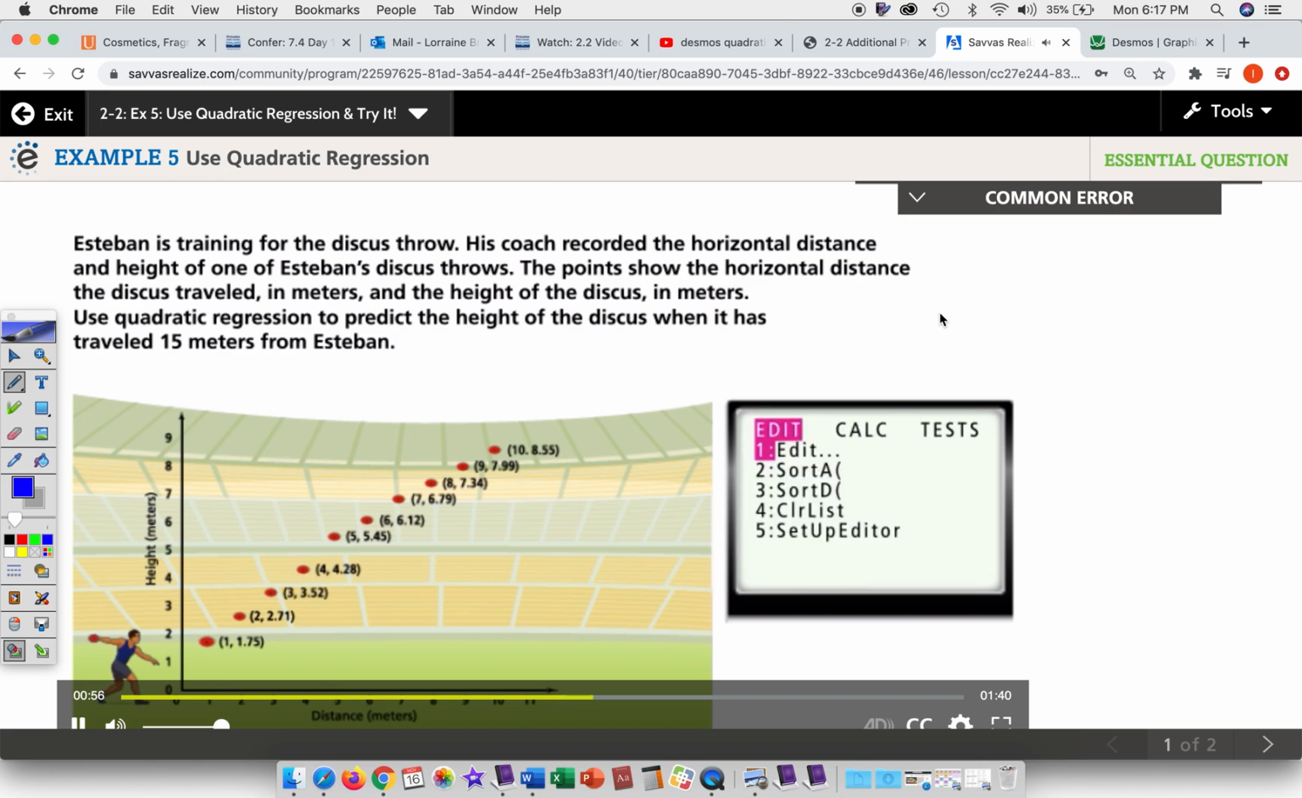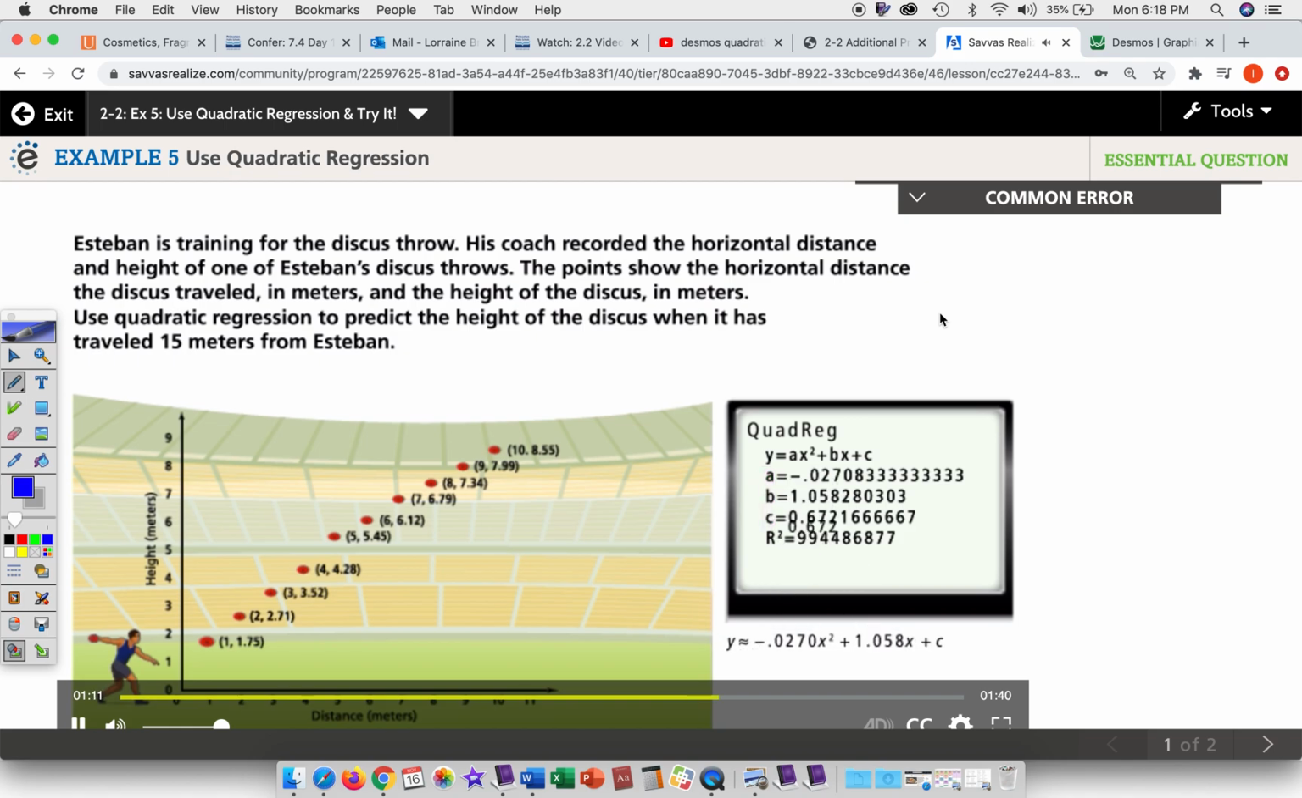Then find the regression features in the calculator's menu. Since a quadratic model is needed, choose quadratic regression. You can write the regression model using the values from the calculator. You take a, b, and c and put them in a quadratic equation. X in your model stands for the horizontal distance of the discus from Esteban. Since you want to predict the height where the horizontal distance is 15 meters, substitute 15 for the horizontal distance in the model. Then simplify. Based on this model, when the discus is 15 meters away from Esteban, it will be at a height of approximately 10.5 meters.